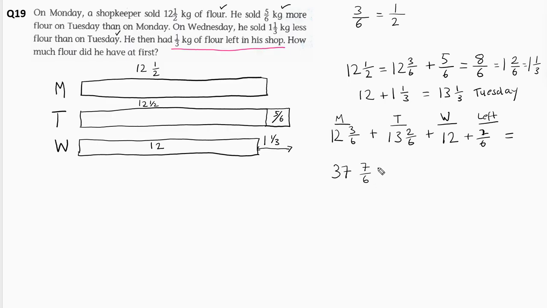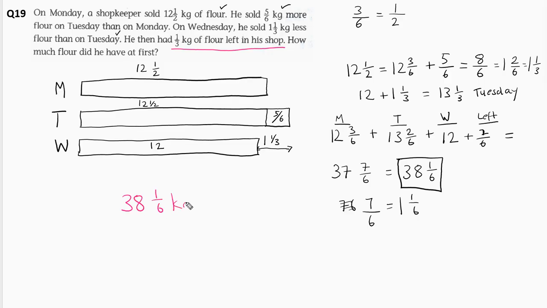We know that we can get a whole out of this, so 7/6 equals 1 and 1/6. So this is 38 and 1/6. Okay, and that is my total amount. So that's the answer that we're looking for. Okay, 38 and 1/6 kilograms, because I'm putting my units in. All right.